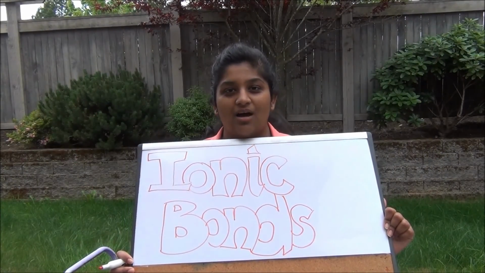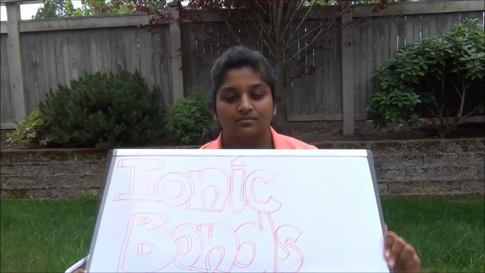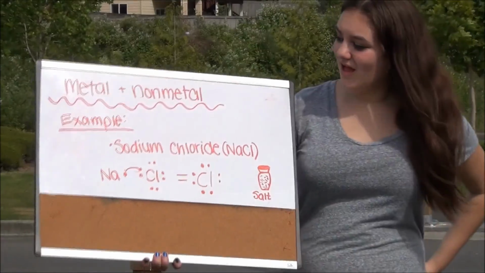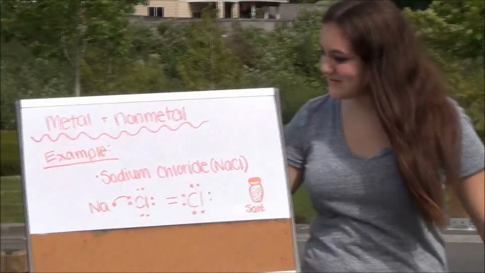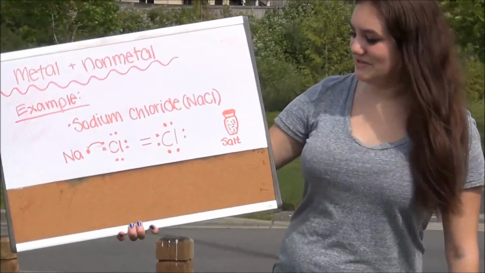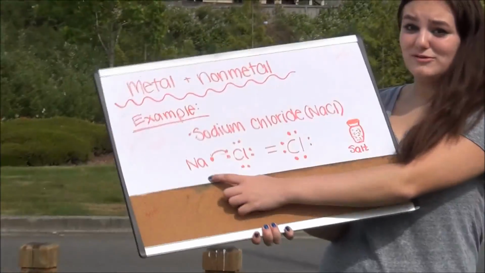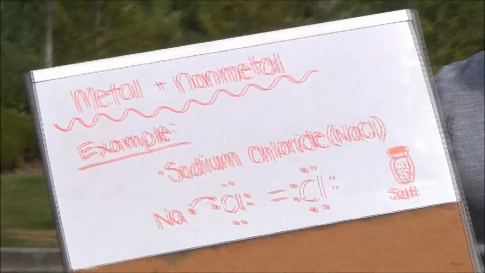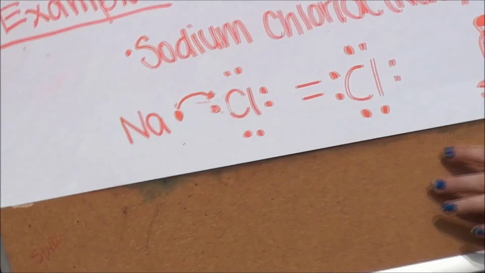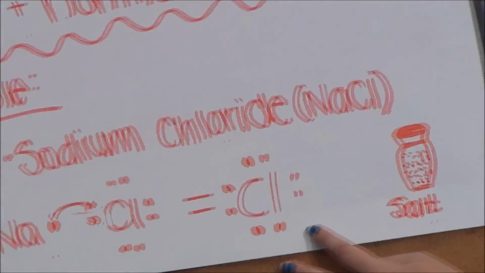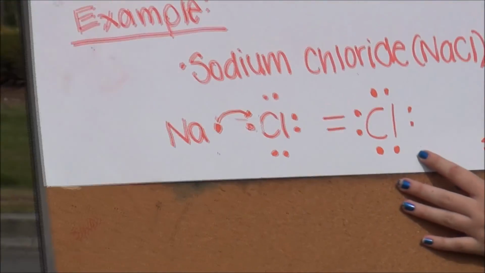Ionic bonds. Ionic bonds are made of a metal and a non-metal. An example is sodium chloride. Sodium, which is the metal, gives chloride its only electron, which makes a full valence shell for chloride.